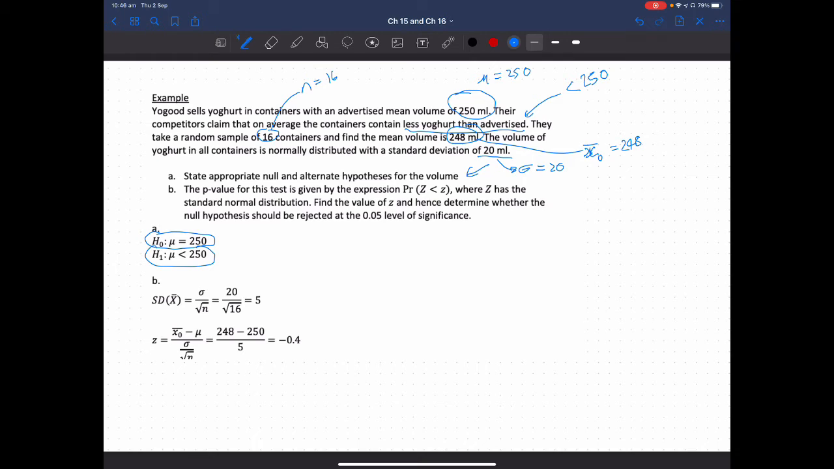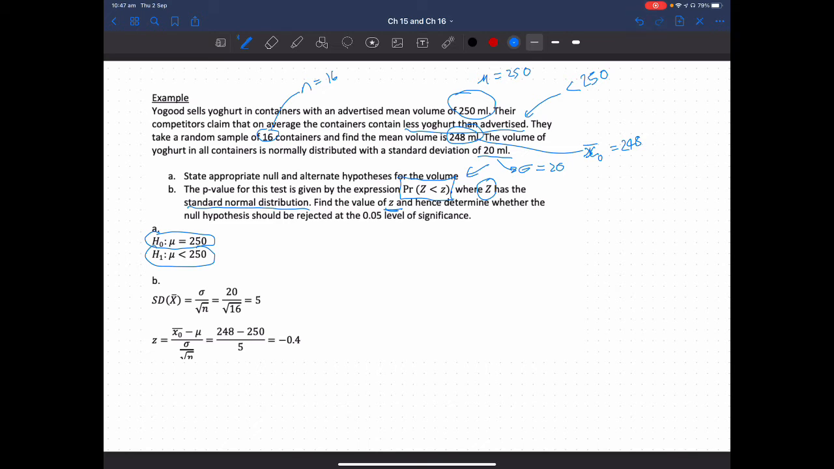Part B says to us, the p-value for the test is given by the expression the probability Z is less than z, where Z, the random variable, has the standard normal distribution. That is a mean of 0 and standard deviation of 1. Find the value of z and hence determine whether the null hypothesis should be rejected at the 0.05 level of significance.